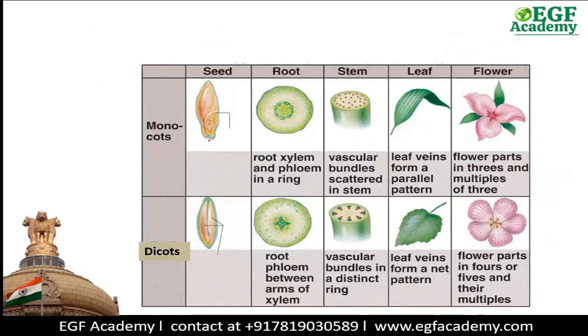Now we can further differentiate the monocots and dicots. You can see here the seed of monocot. There is a single cotyledon. In this dicot, you can see two cotyledons. This is one and this is two. Their roots are also different.